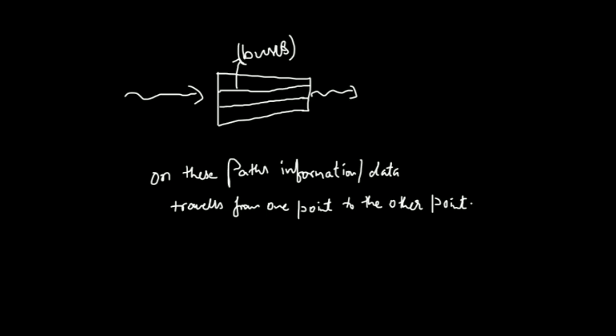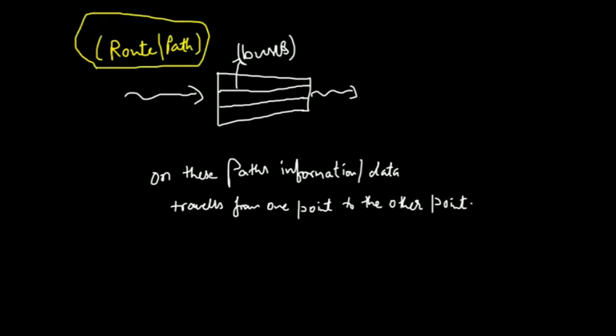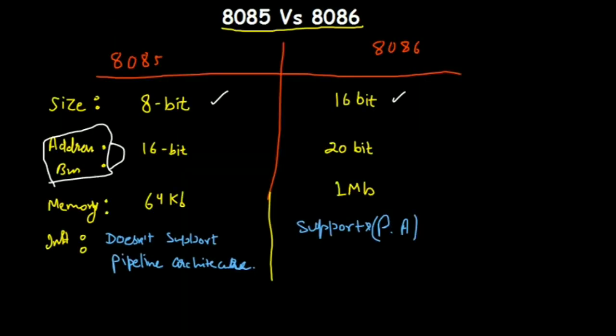You can simply think of it like the route or the path on which the information, in the form of voltage, travels. As many buses as there are, that much faster is the speed. Like, here we are having a 16-bit address bus, means 16-bit address bus. Getting my point?